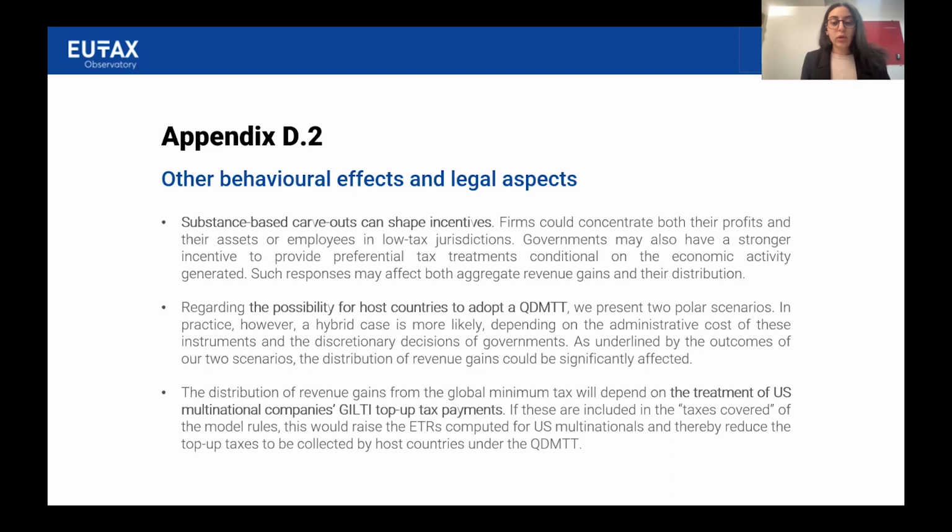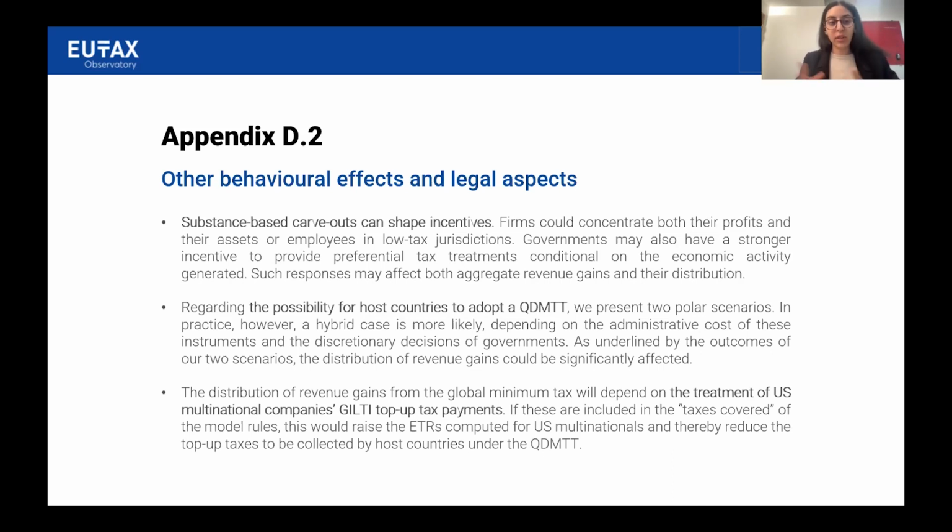And finally, on the GILTI, there's also this debate on how GILTI is going to coexist with Pillar 2. Something that we try to explore in our paper, not by doing estimations, just as an idea, is that there's still a lot of debate, but maybe what will happen is that the GILTI top-up tax will apply first. It will be in something called the covered taxes in the model rules, and this would raise the ETRs computed for US multinationals and thereby reduce the top-up taxes to be collected by host countries under the QDMTT.